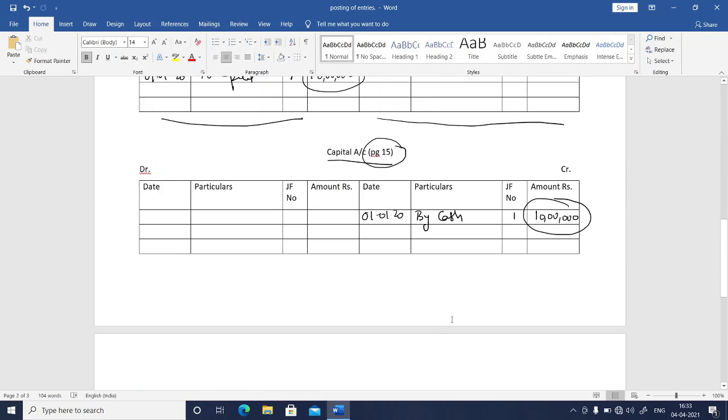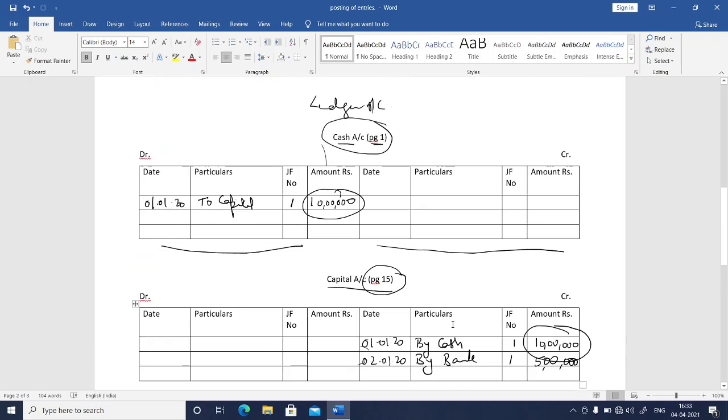So we have our capital account here. I'll write here 2nd January 2020. I will write 'by bank' here. Again, this entry is coming from page number 1 of the journal folio. I'll write here amount 5 lakh rupees. So this is how we record these journal entries in the ledger account.